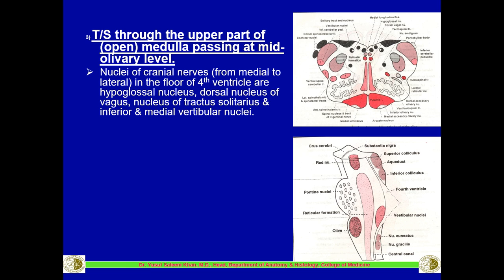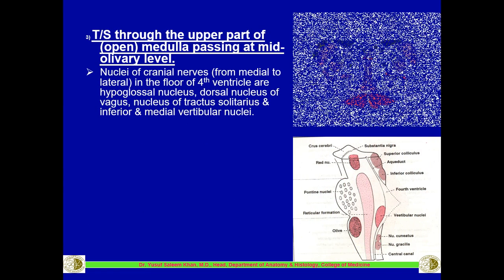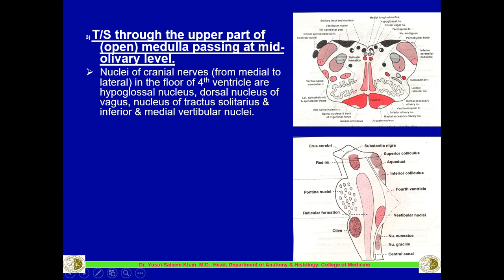The nuclei of the cranial nerves present on the floor of the fourth ventricle, from medial to lateral side, are these. One is called the hypoglossal nucleus. Here you can see that the hypoglossal nucleus has come to this position. In the lower section, it is in the central gray column, but in the upper part, it has come to the position of the floor of the fourth ventricle. So it is the most medial nucleus in the floor of the fourth ventricle. This will form the hypoglossal triangle.